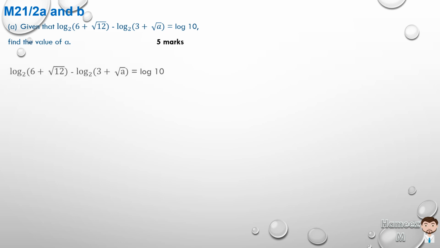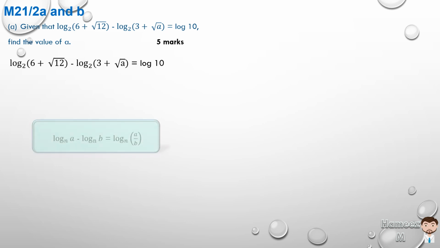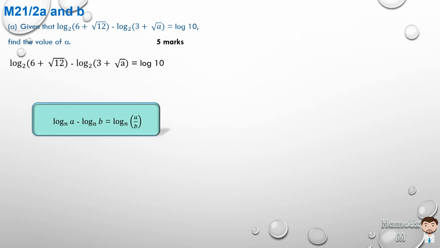So let's rewrite it. And when we look at it, we see that on the left-hand side, both of them are to base 2. And there's a rule where if two logs have the same base and they're subtracting, then when we combine them, they're going to divide. So we're going to get log of 6 plus root 12 all over 3 plus root a to base 2 is equal to log 10 to base 10.